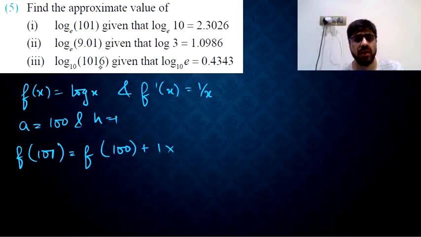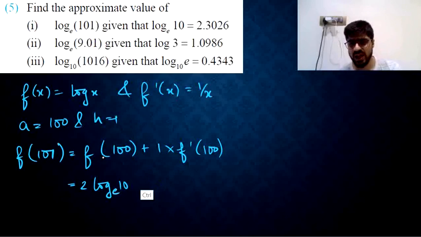H, that is 1 into f dash 100. F of 100, that's going to be log of 100. We can write log of 100 as log of 10 square, and that square can be taken out here, and we have 2 times log 10. Of course, we are not writing anything in the base, so it is to be assumed that the base here is e, plus 1 into f dash 100.